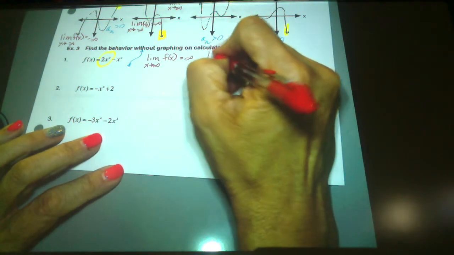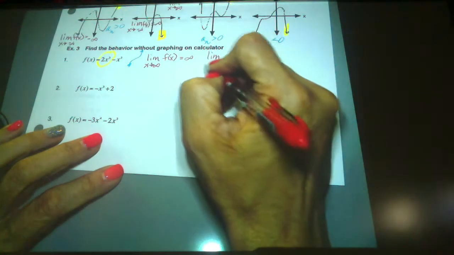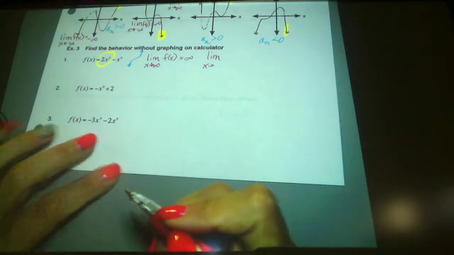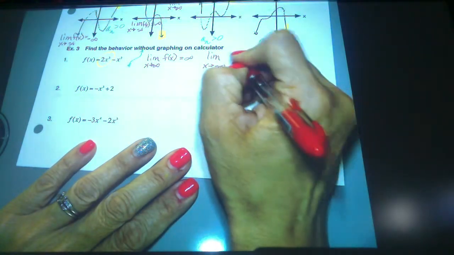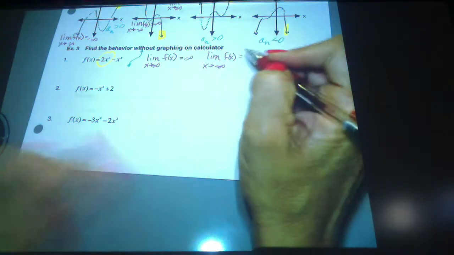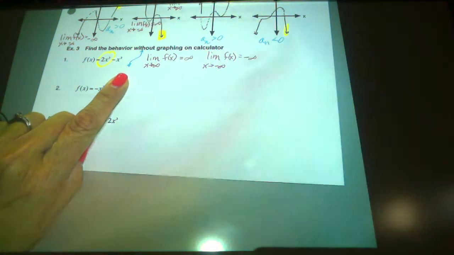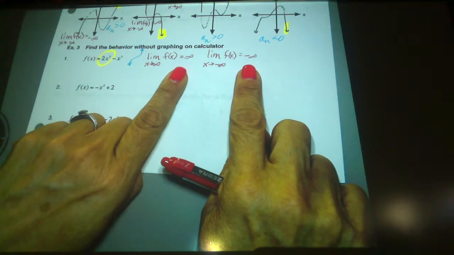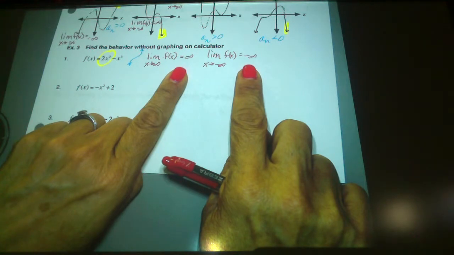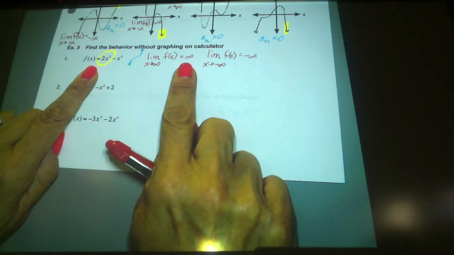And then my limit for the left-hand behavior would look like what? X approaches... what's the left side of the x-axis? Negative infinity of the function. What's happening on this graph on the left side? It approaches negative infinity. So notice that with an odd function, your left-hand and right-hand behavior should not agree, and it doesn't. Because our leading coefficient is positive, our right-hand behavior is positive infinity.